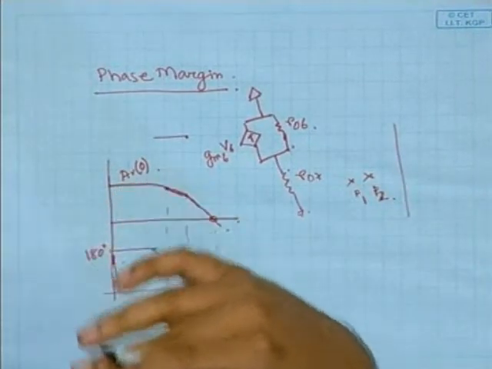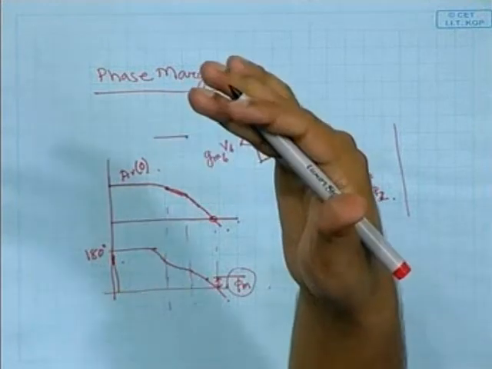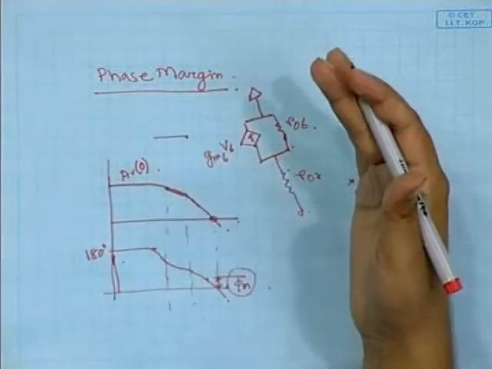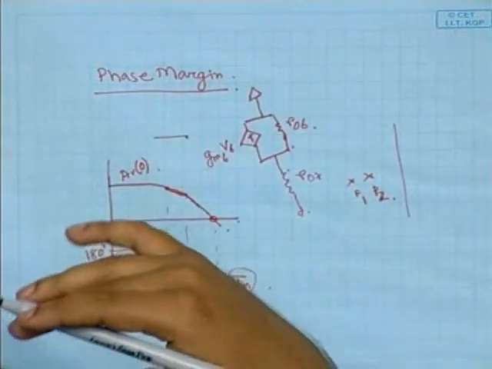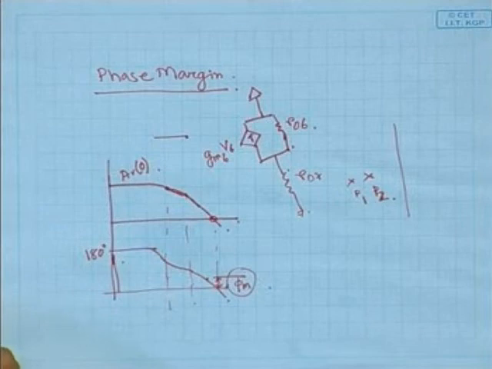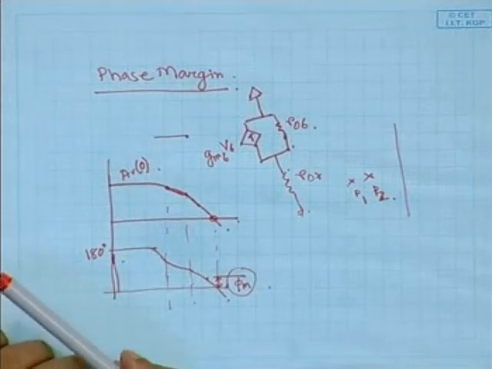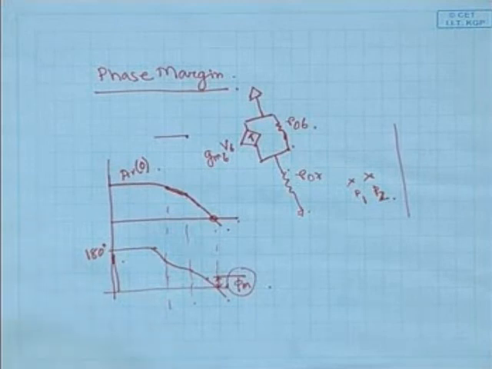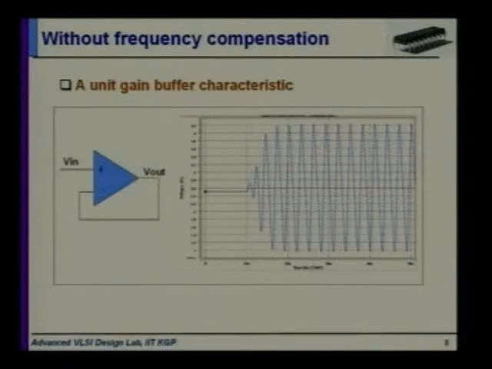So if we just plot the phase, you will get that finally the phase is crossing 180 degrees. So this is the major problem. Without any compensation, the circuit may go to an oscillatory condition. Hence the frequency compensation is the most important thing. This is the unstable op amp.